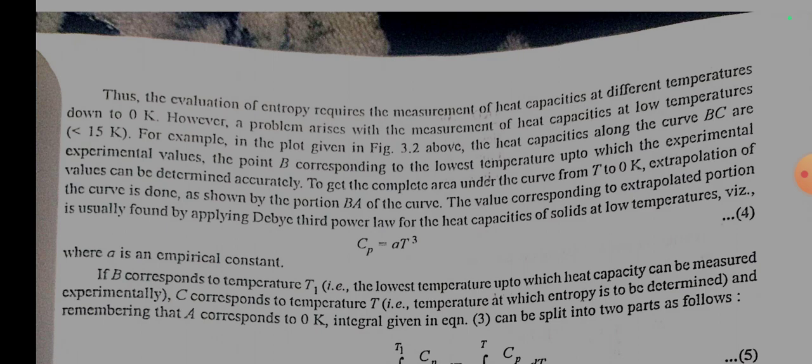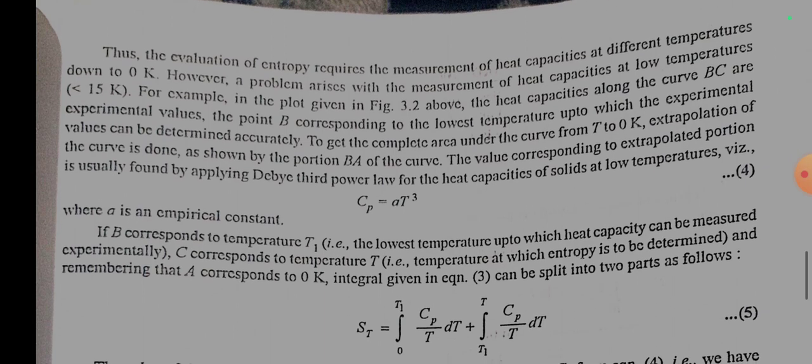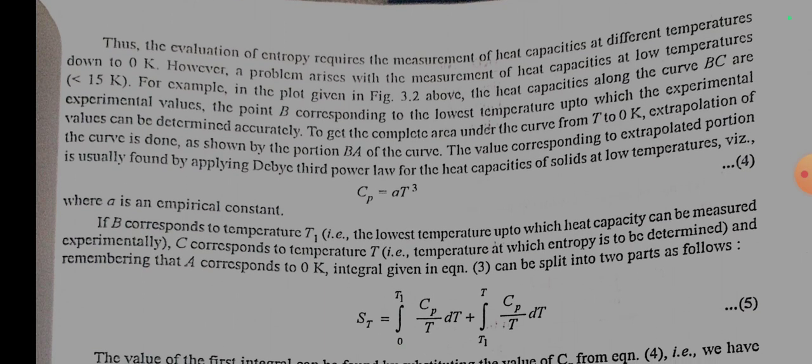Thus, the evaluation of entropy requires a measurement of heat capacities at different temperatures down to 0 Kelvin. However, a problem arises with the measurement of heat capacities at low temperature. For example, in the plot given in figure 3.2 above, the heat capacities along the curve BC are experimental values. The point B corresponds to the lowest temperature after which the experimental values can be determined accurately.